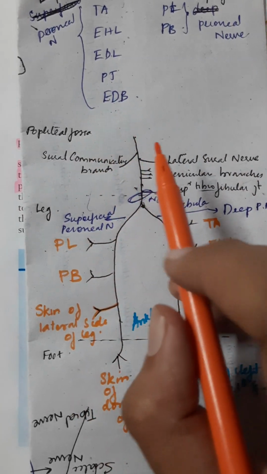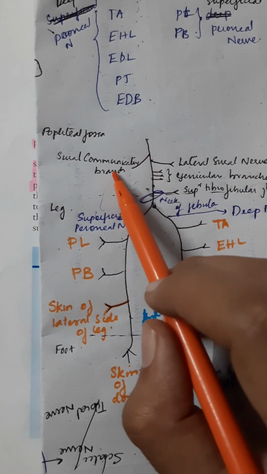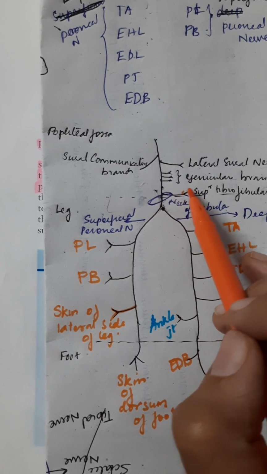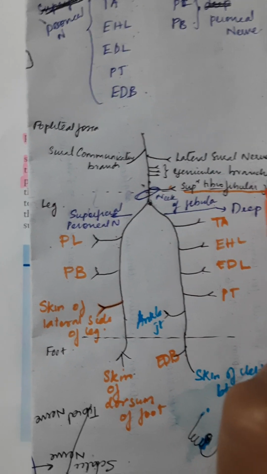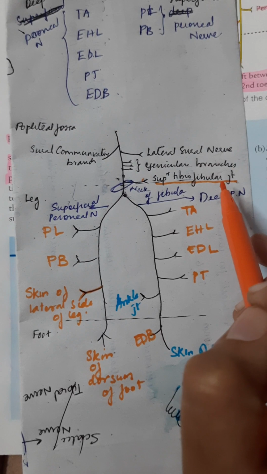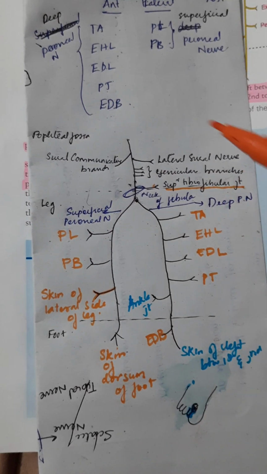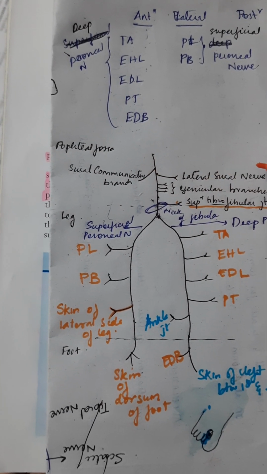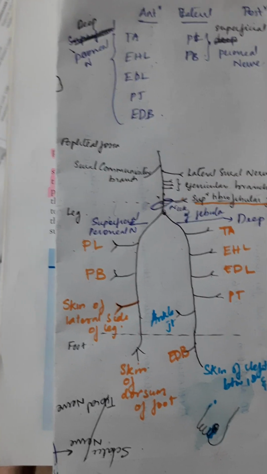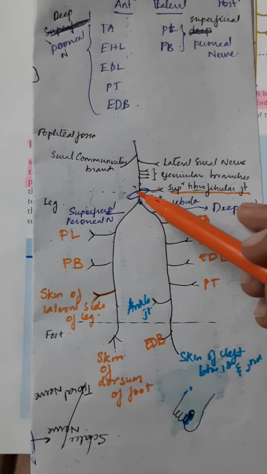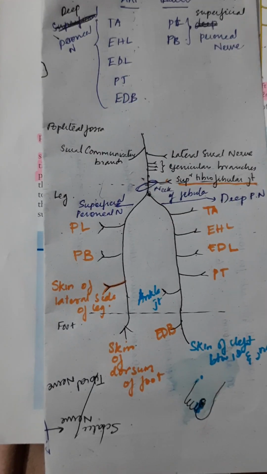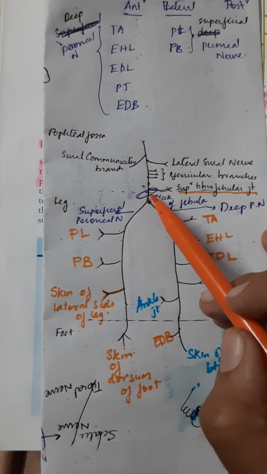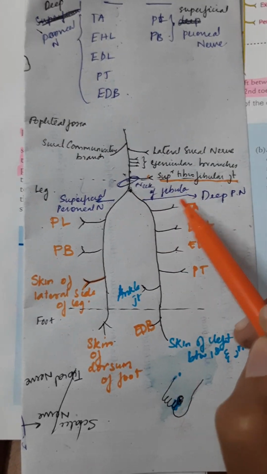And in the popliteal fossa, it gives sural communicating branch, lateral sural nerve, genicular branch, and an articular branch to the superior tibiofibular joint. So this is about the peroneal nerve, that is common peroneal nerve. It gives sural communicating branch, lateral sural nerve, genicular branch and superior tibiofibular joint in the popliteal fossa. Then at the neck of fibula, it travels in front of the plantaris and lateral head of gastrocnemius, and then on reaching the neck of fibula, it divides into superficial peroneal nerve and deep peroneal nerve.